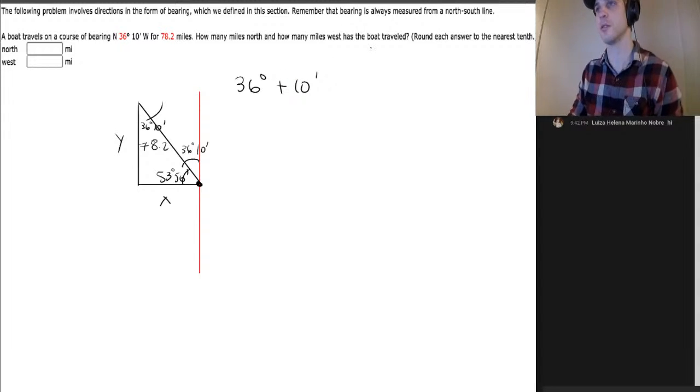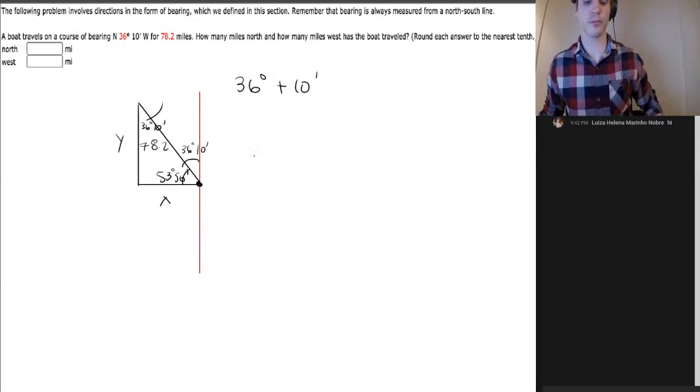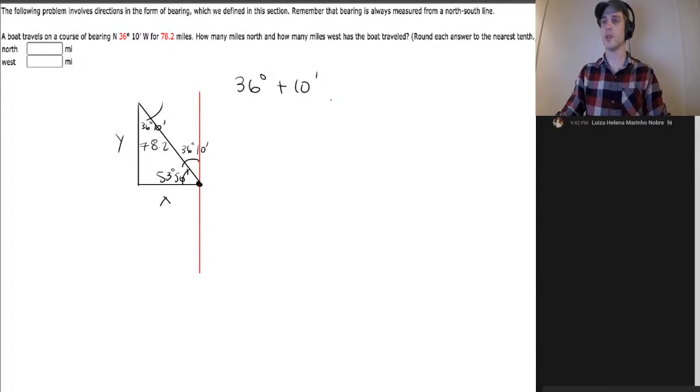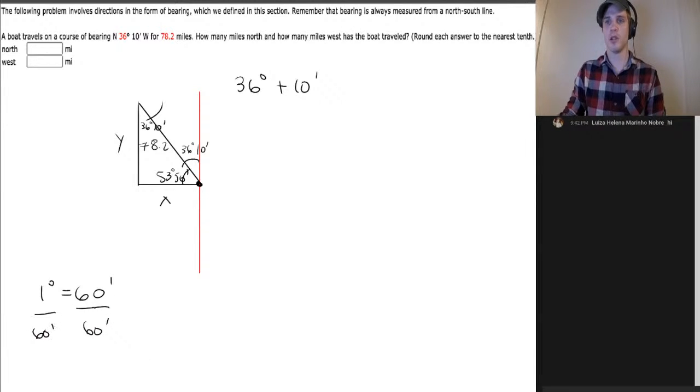But I want to convert this 10 minutes to a decimal of degrees. So as an aside here, 1 degree equals 60 minutes. If 1 degree equals 60 minutes, I can divide both sides by 60 minutes, and 60 minutes divided by 60 minutes is equal to 1. Now this is equal to 1, so that's a conversion factor. You can always multiply by 1. It doesn't actually change the quantity, it just changes the way it's written.